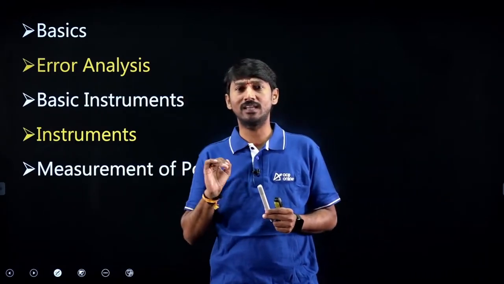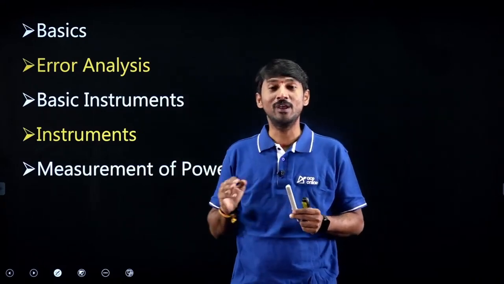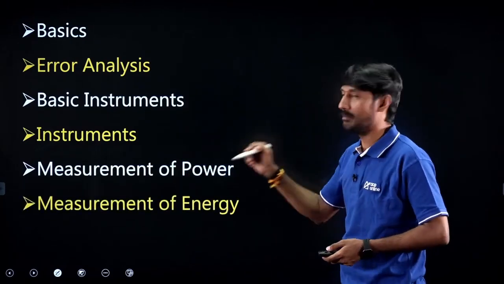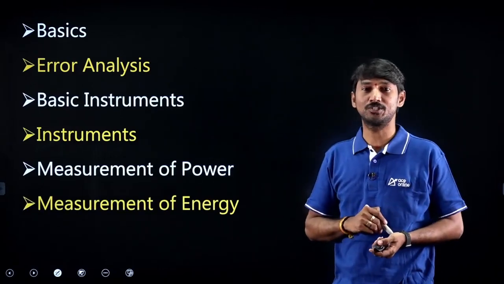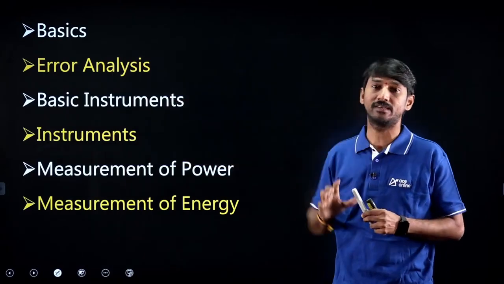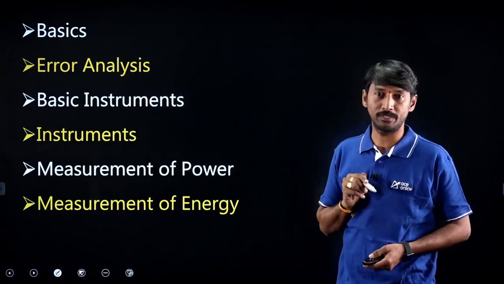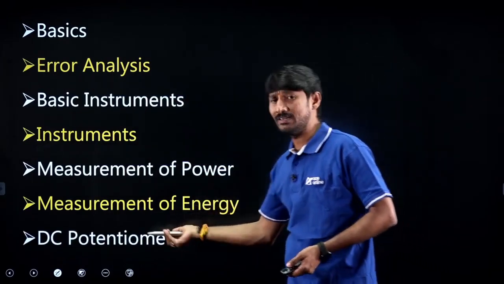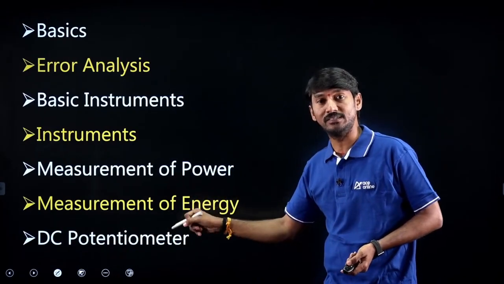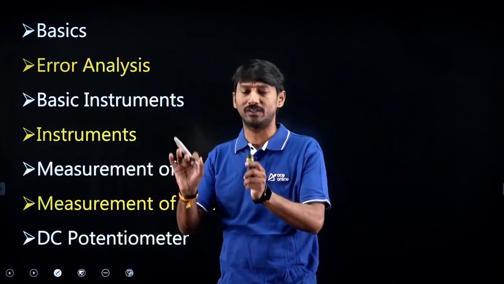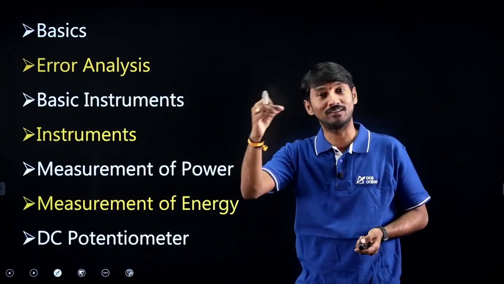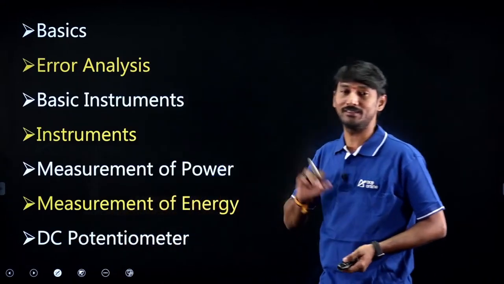Sir, after current, voltage and power measurement, what can be the next parameter? Energy. So that is the reason why measurement of energy is the next chapter. In this way, step by step, I framed the entire syllabus, chapter by chapter. After that, the DC potentiometer, a meter which is generally used for potential voltage measurement. What is the construction, what are the types, everything will be covered in this.